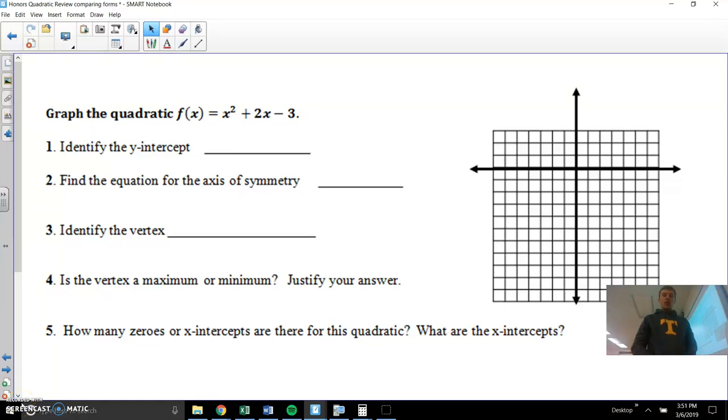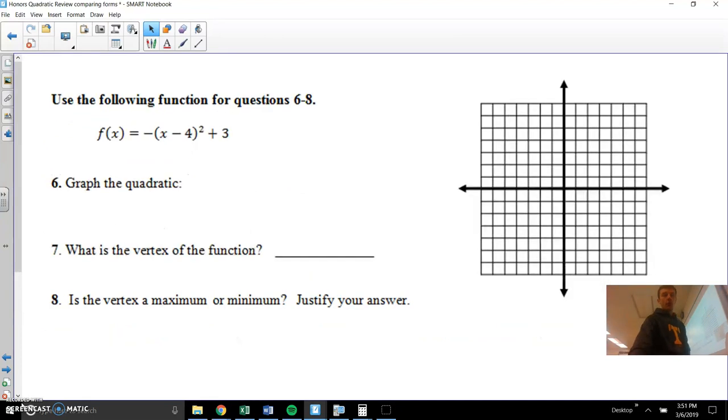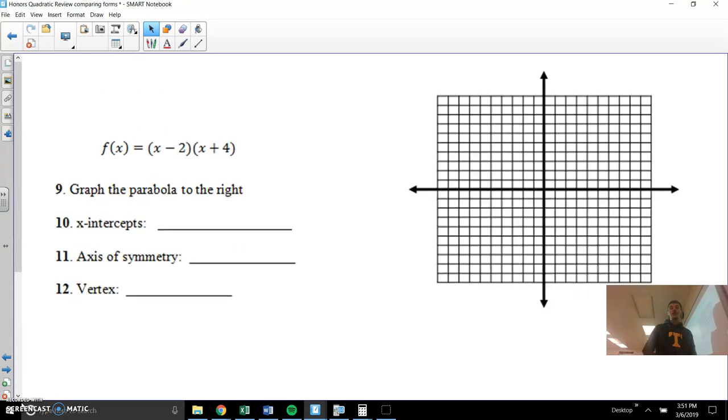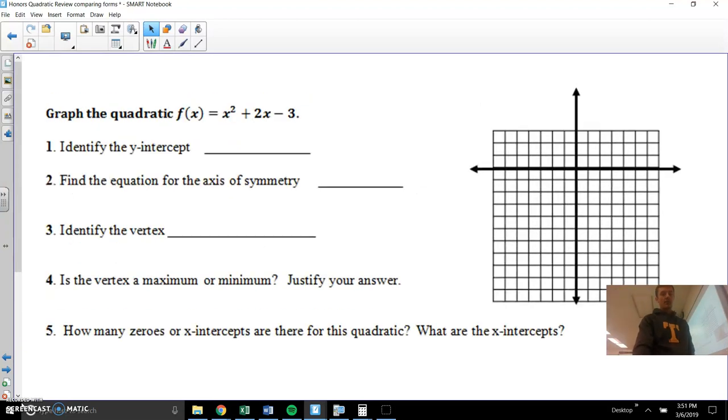Hey guys, so this is all about how to understand the different quadratic forms and what it means about their graph. If you're looking at the homework tonight, we have 1 through 5, and you have a different form for 6 through 8. And then you have a third form, a different form, 9 through 12. So this is really going to try to tease out what is the difference between all three of these forms and what it means for the graph.